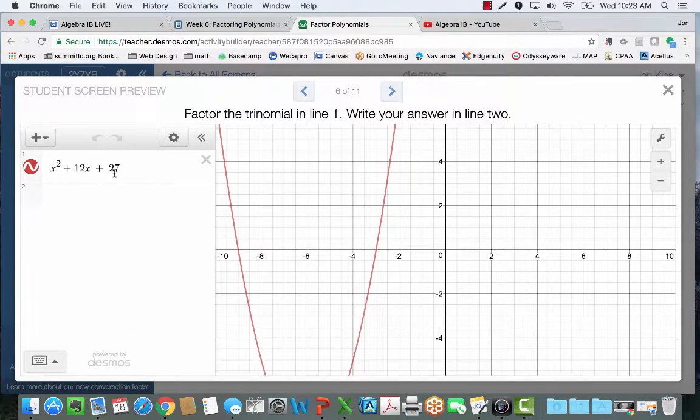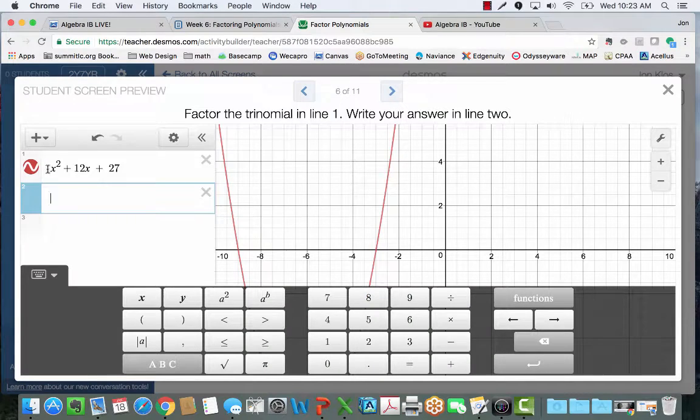So factor this. Remember with factoring, if the leading coefficient is 1, I just need to look at what c is, which is 27. I need to look at what b is, which is 12. I need to find two numbers that multiply to 27 but add to 12. In this case, my two numbers are going to be 9 and 3. 9 times 3 is 27 and 9 plus 3 is 12. So it's going to factor into x plus 3 times x plus 9.